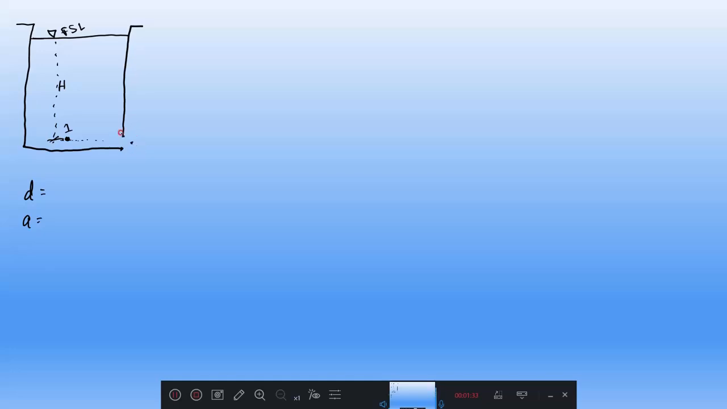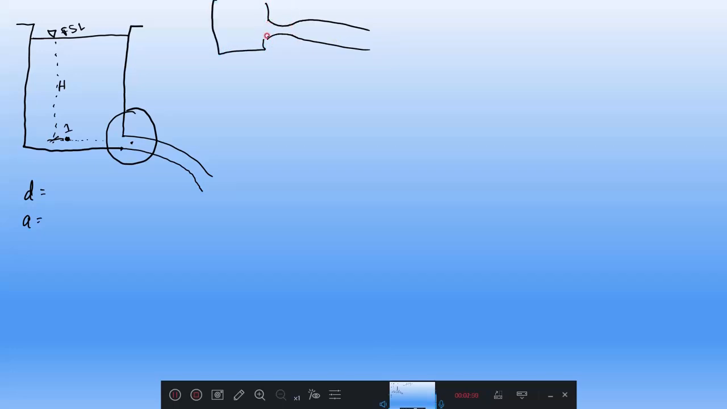Now look at what happens. Here water is stored and a small opening is there, so water will come out like this. You can call this a water jet. This is the tank. At this particular point you will observe a little contraction will happen, thereby the area will be minimum.